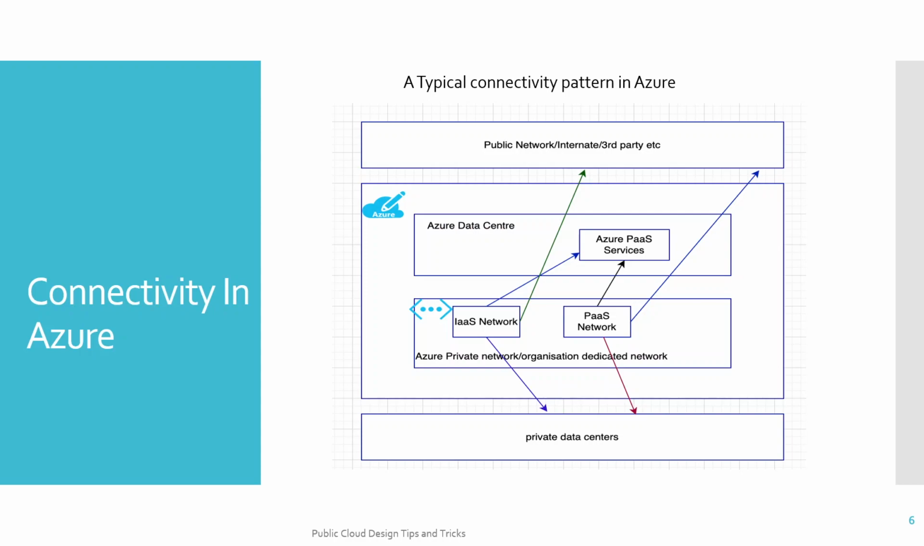Now within that private area, you can have your network pattern. If you're working with IaaS services, it can be an IaaS network, or if you're working with PaaS services, it can be a PaaS network, and that in turn talks to the managed services of Azure or the PaaS services of Azure within the public area of the Azure data center.